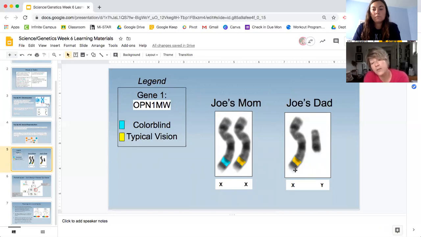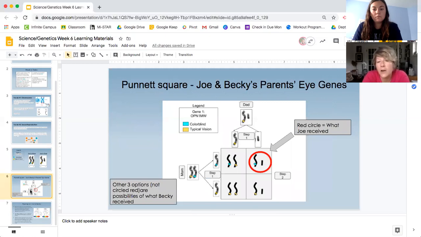We can also notice something else here: that color deficient trait is linked to the X chromosome. So we don't see any of those traits on the Y. That's common with other traits too that might be specific to one chromosome. This one just happens to be linked to the X chromosome. So that's what we're starting with. And then when those two combine, I think we see on the next slide the frequency of the offspring and what actually happened to Joe and Becky.